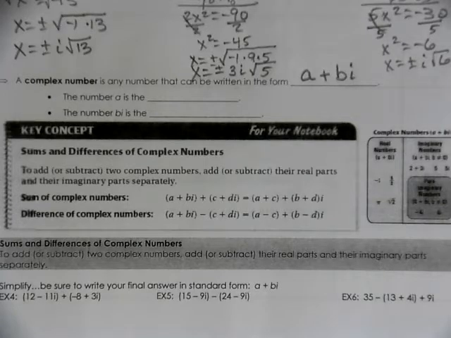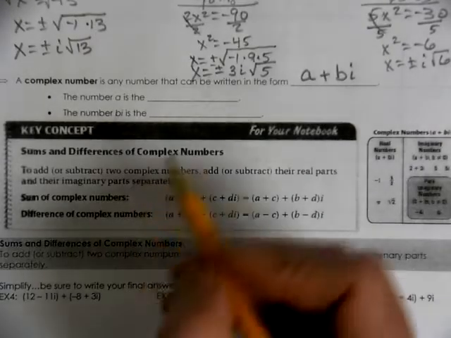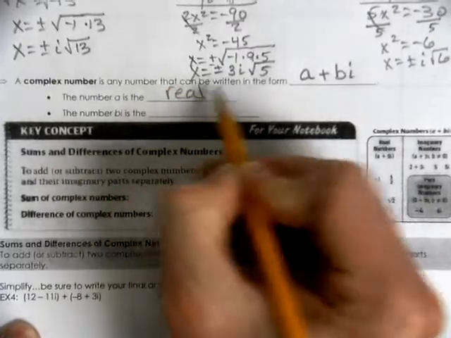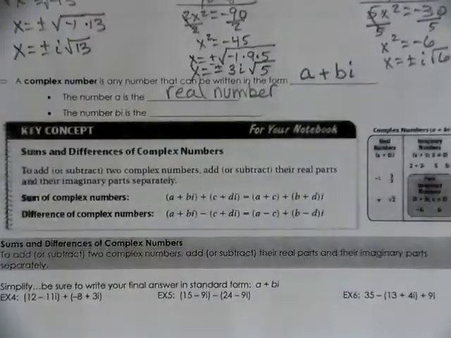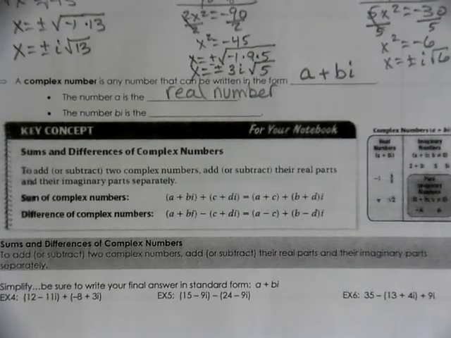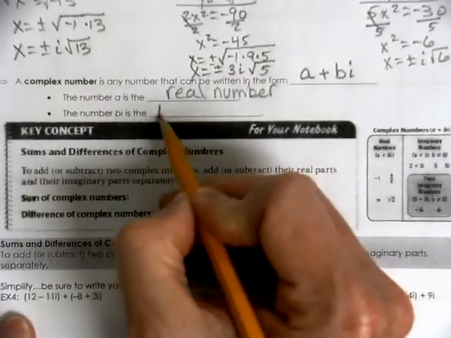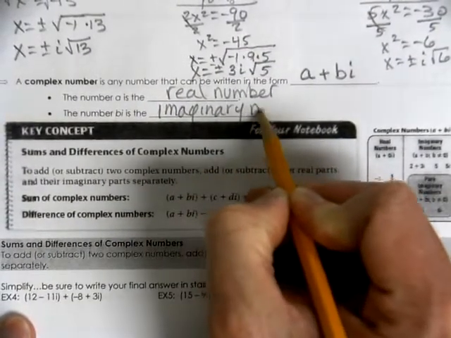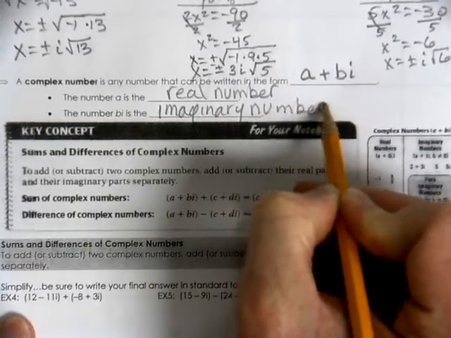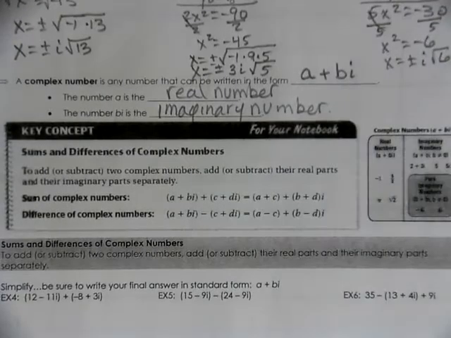So your real number has to be first. So the A value is the real number. The number A is the real number. The number BI is the imaginary number. So the imaginary number has to go second in your answer.